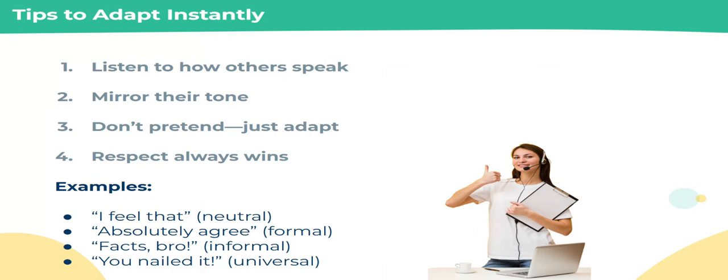Example, I feel that is neutral. Absolutely agree, formal. Facts, bro, informal. You nailed it, universal.